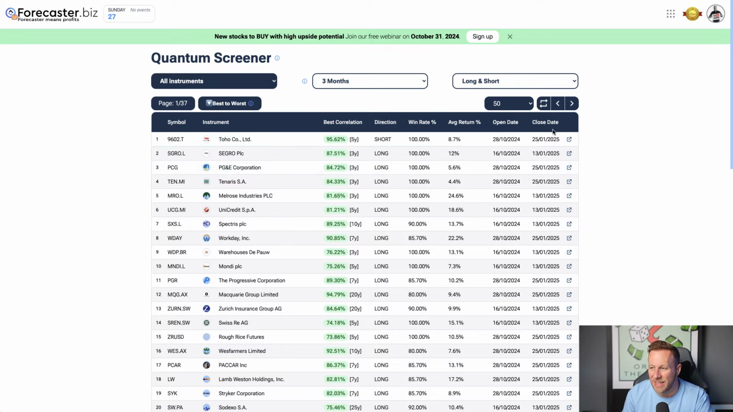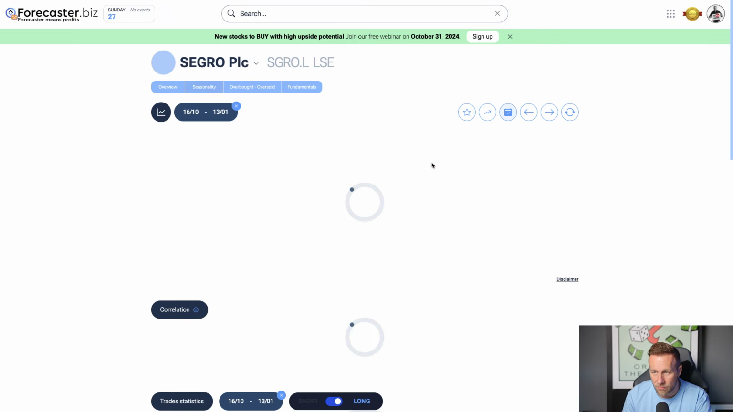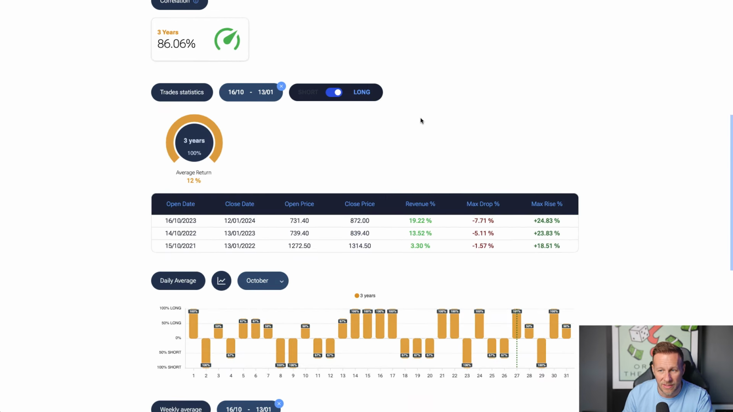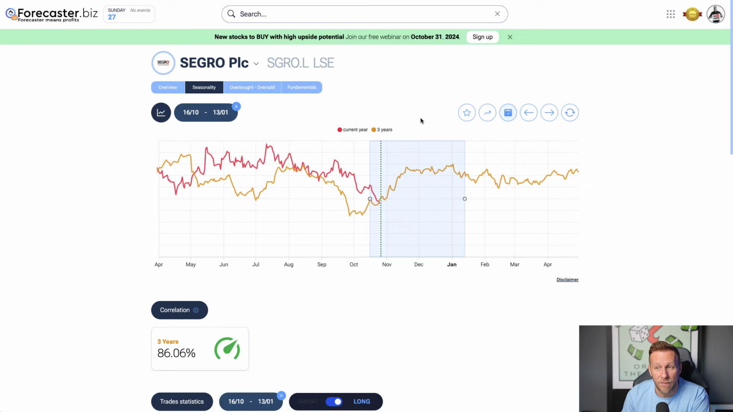So they'll go into here and say, okay, this is short, this is long, this is long. So they will short this and get long this one. So Segro, they'll go into Segro and just take this trade that it lays out for them, and they do that time and time again. And they are doing very, very well, but you have to appreciate that that's not everyone's personality.